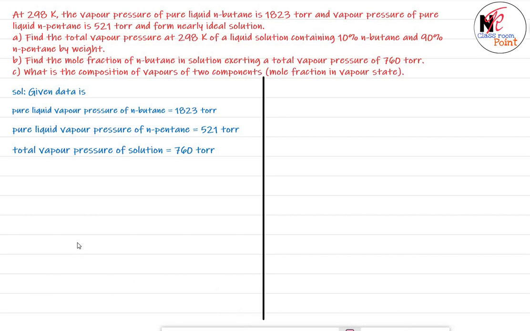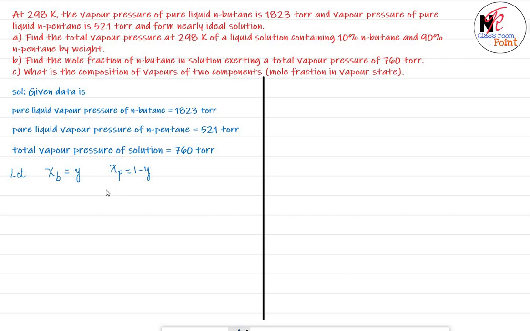Now let us take the mole fraction of N-butane, because they are asking for the mole fraction of N-butane in this solution. Let the mole fraction of N-butane equal Y, and the sum of the mole fractions is always equal to 1. So the mole fraction of N-pentane is equal to 1 minus Y.